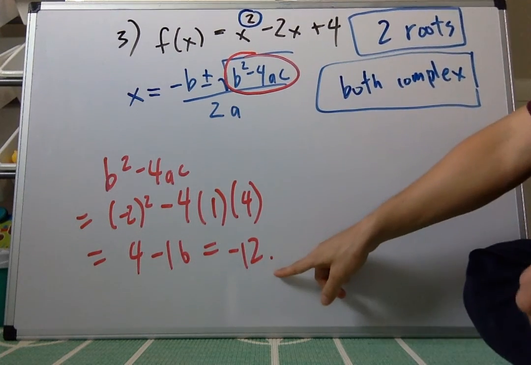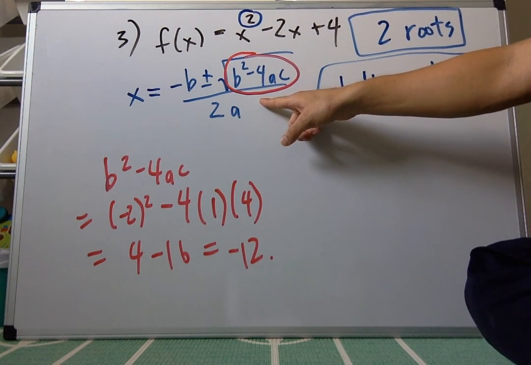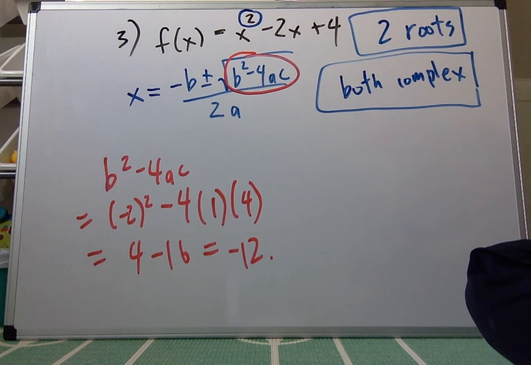Now, if this had been a positive number or 0, then these would have been real numbers, the square root of a real number, so that would have made both roots real.